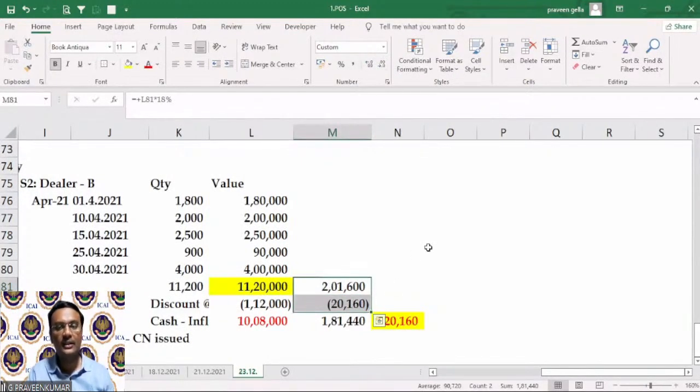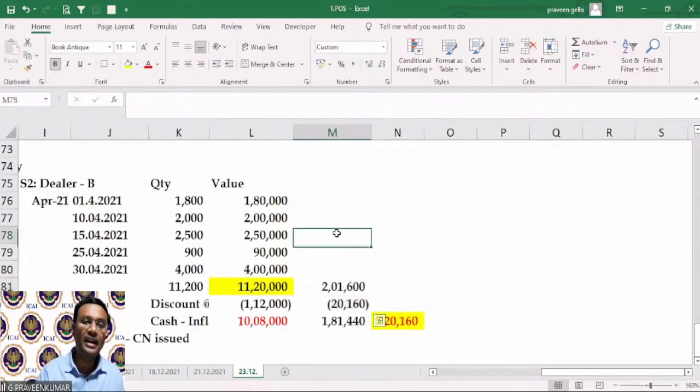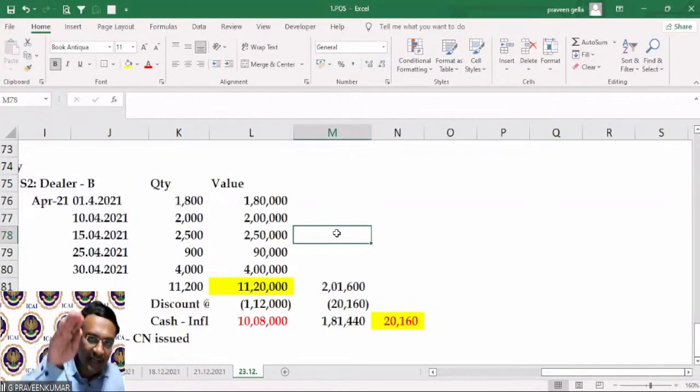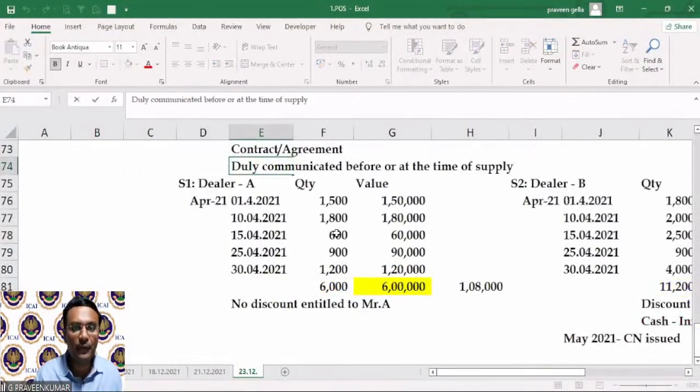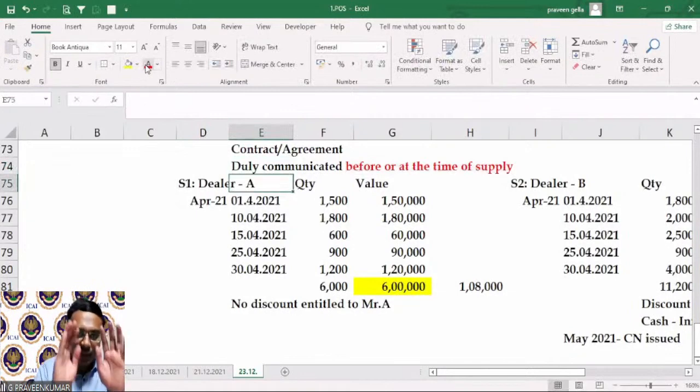Right? So this concept of credit note, the valuation, says that I permit you to reduce your value of supply. How? When? If there is an agreement or contract before or at the time of supply. Then only section 15 subsection 3 allows me to issue a credit note for reducing the value of supply. So if I reduce the value of supply, what happens to the GST?